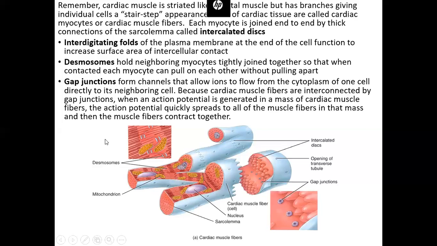Okay? And that's really important because it's going to allow for the muscle fibers to then contract together. Because just like we learned with skeletal muscles, when cardiac muscle fibers get excited, they contract. And this is something super important because it's going to help control and direct the flow of blood in a very coordinated manner.